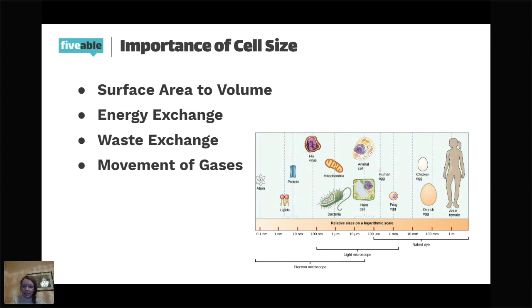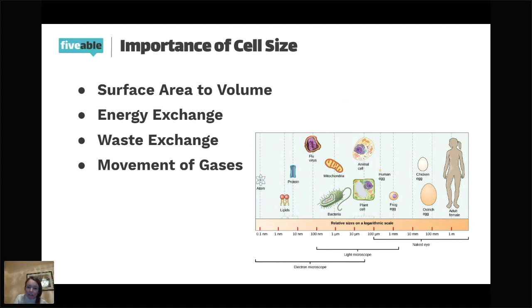So you can see the sizes here that we have, in comparison of how we can see these things. So plant and animal cells are somewhere between 10 and 100 micrometers. They're very, very small, but we can see them with a light microscope. We cannot see them with the naked eye, okay? So there's the difference there.